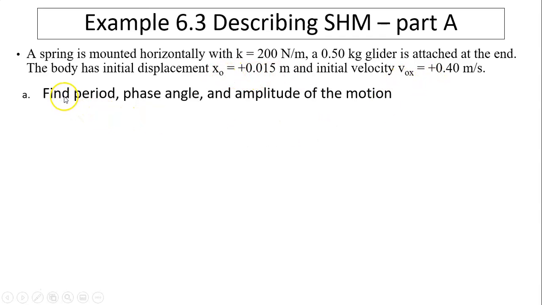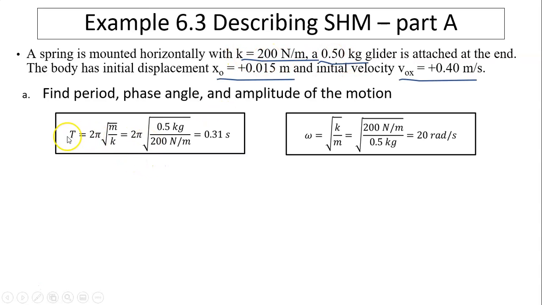initial velocity. First, we have to find the period. We have to find the phase angle and amplitude. So period is easy. Period equals 2 pi square root of m over K. We know m, we know K, so we can find the period. We can find omega, angular frequency. How do we find the phase angle and amplitude?